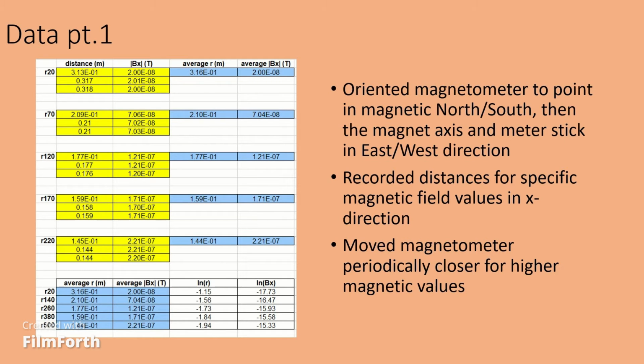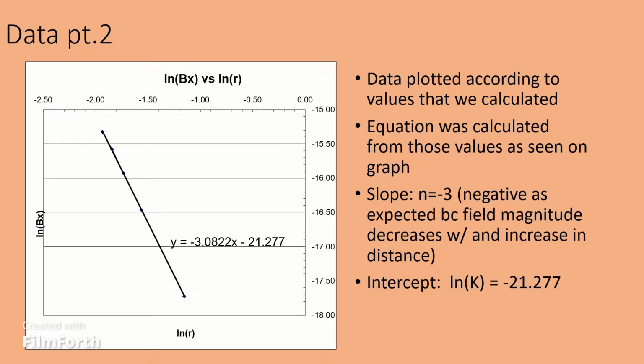Alright, so here's a quick rundown of our data. Basically, with a magnetometer, we used an app. We had to measure the distance and the magnitude in Teslas of the magnetic field. We did this at several locations that were required of us in the actual lab experiment. You can just pause and read through these values. Although the data is important, it's more important how we plot it.